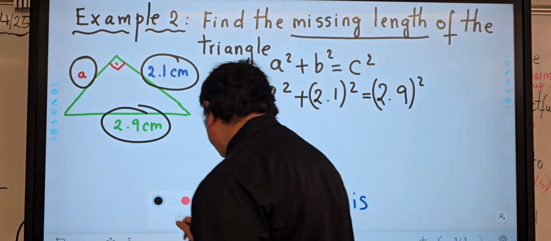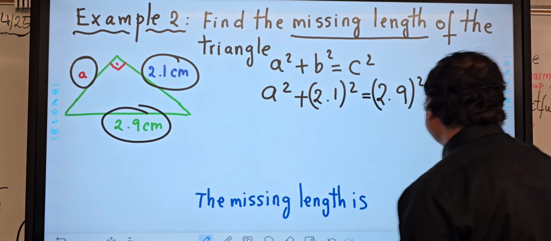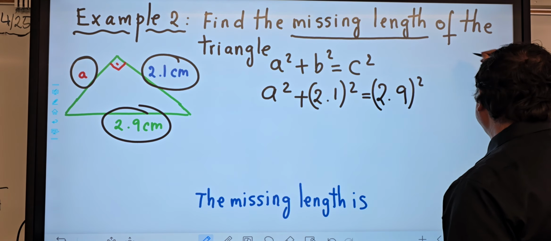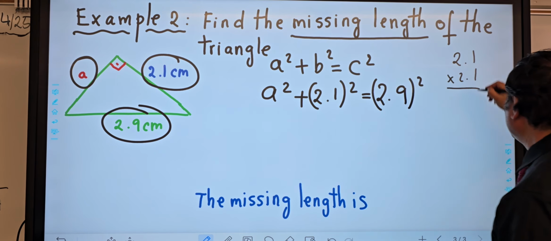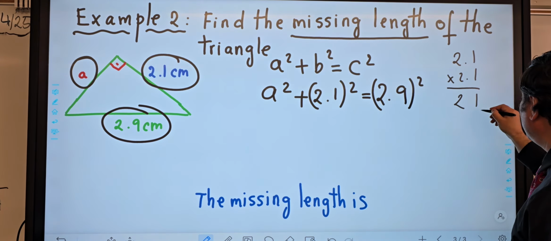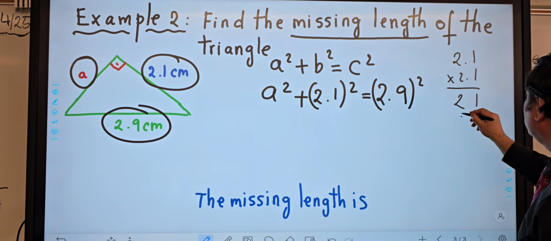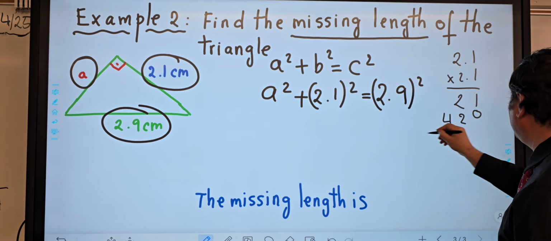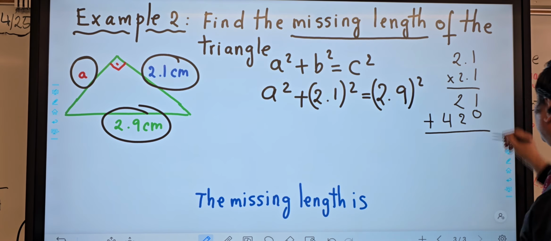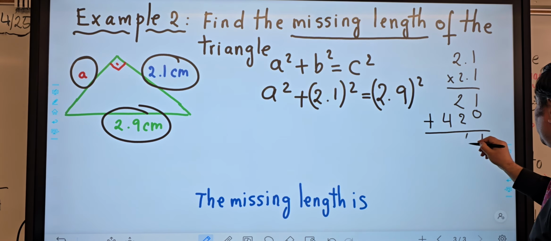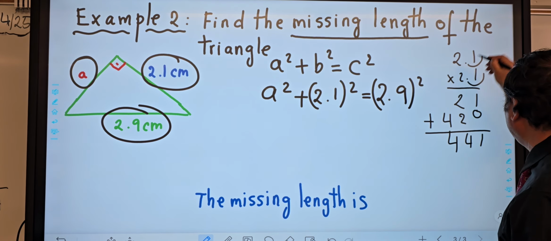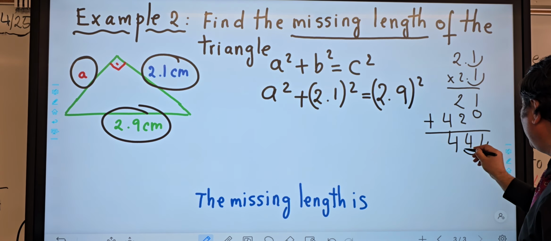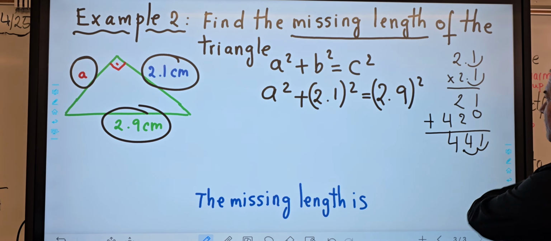So in order to square that up, we got to multiply by the side here. 2.1 times 2.1. 1 times 1, 1. 1 times 2, 2. Don't forget the 0 place. 2 times 1, 2. 2 times 2, 4. Let's add them up. 1, 2 plus 2 is 4, and 4. And remember, it moved to the left 2 places, 1, 2. And that becomes 4.41.